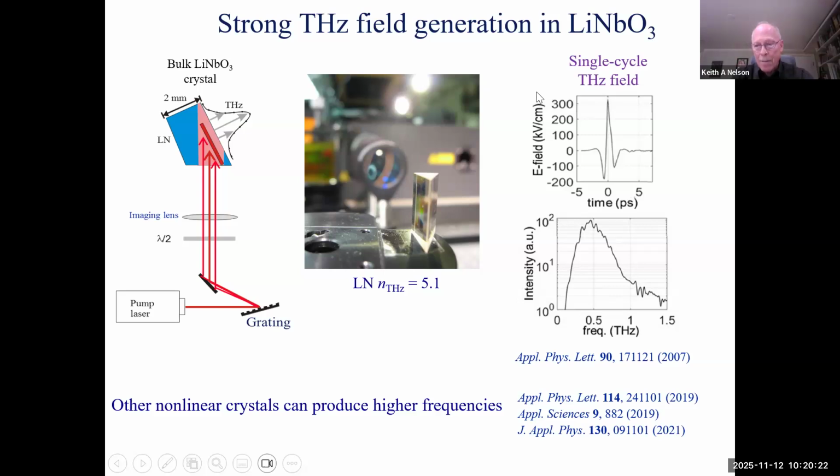When we focus this into a sample, or for a measurement, we can get just about a megavolt per centimeter field strength. And this is the Fourier transform. In this case, it's a maximum at about 0.5 terahertz and extends well above 1 terahertz. There's now really quite a wide family of nonlinear crystals that can generate terahertz fields of various sorts, including fields that go to considerably higher terahertz frequencies than this. And that's what's indicated here.